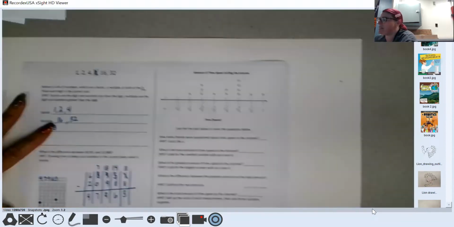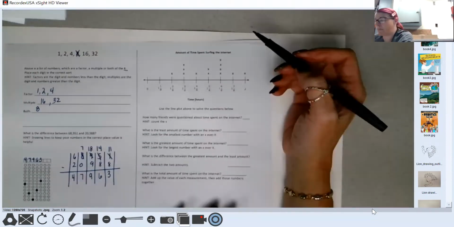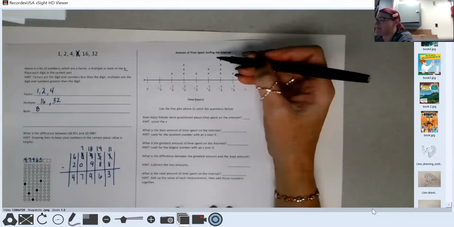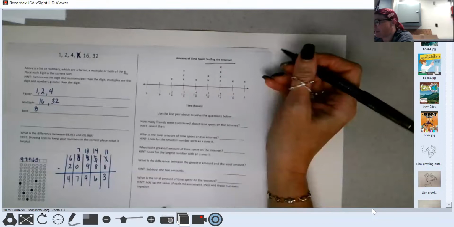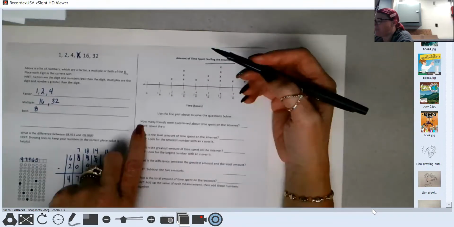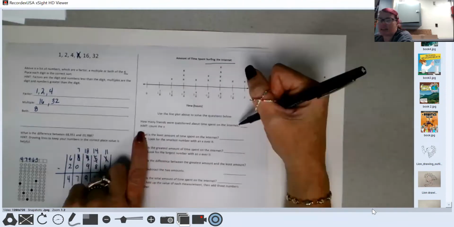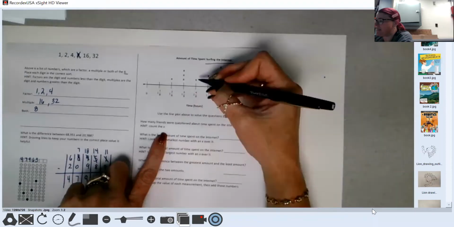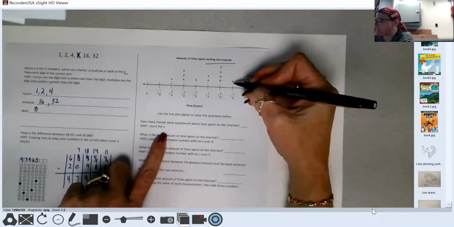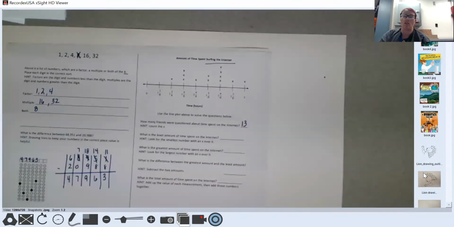All right, the next one is using a line plot in order to answer many different questions. So this one says the amount of time spent surfing the internet. That means playing on the internet. The first one, how many friends were questioned about time spent on the internet? And the hint is to count the X's. So I have 1, 2, 3, 4, 5, 6, 7, 8, 9, 10, 11, 12, 13 people. So 13 people were asked how long they spent on the internet.